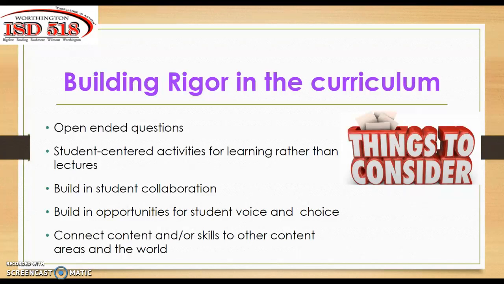Build in those opportunities for student voice and choice. So making sure that the students have that opportunity to talk and share their thoughts, opinions, and justify their responses and things like that. And then have some of those small things in there where the students have a choice. Choice of some of the things, maybe with the reading material or how they want to present the material, those types of things. And then connect the content and or the skills that we're teaching them to other content areas or their personal lives or the world around them, those types of things. When you can build these types of things in, this can help increase the rigor that we're building into our curriculum.